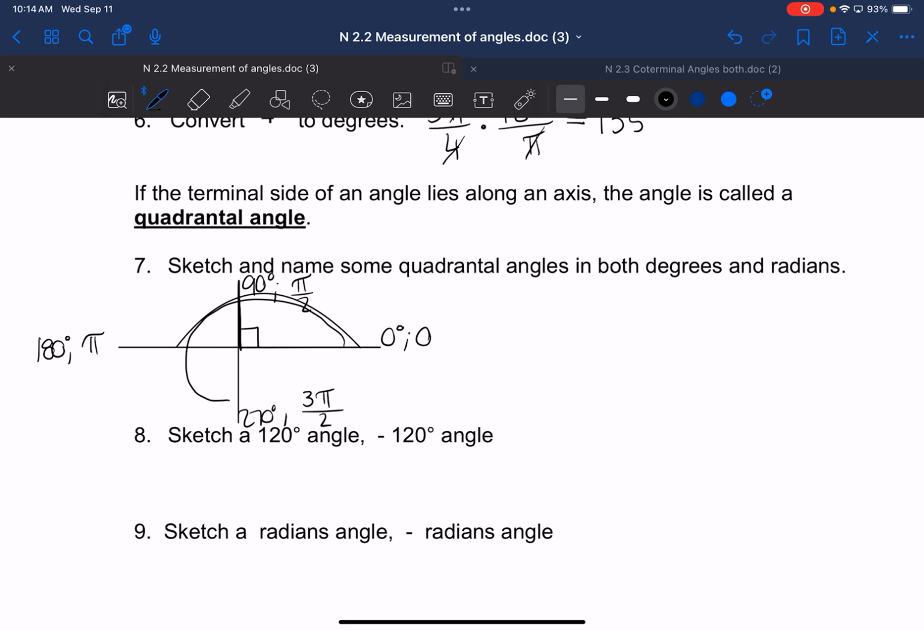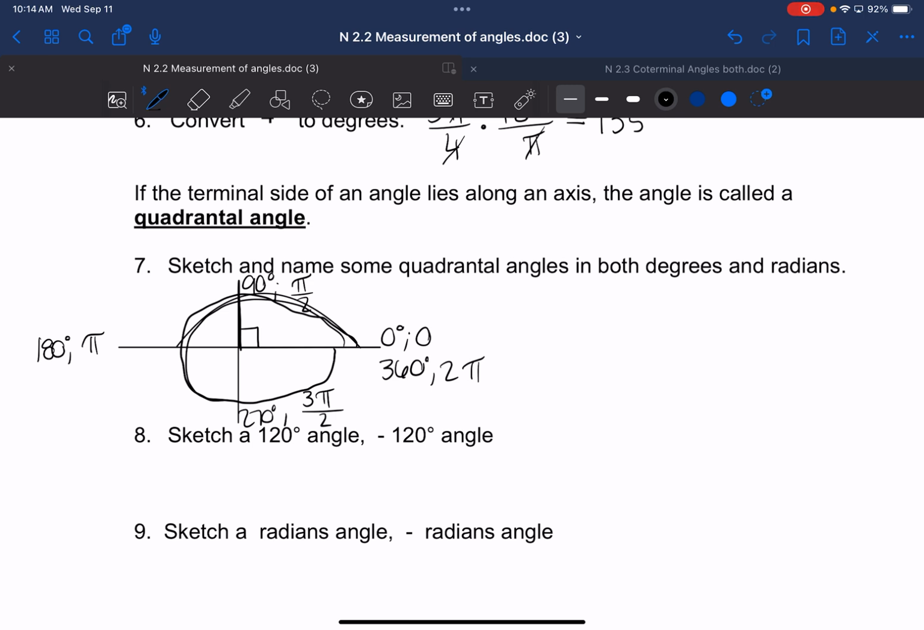All right, and then lastly, I could start here, go all the way around, and come back to where I started. And that would be how many degrees? 360. Okay, and 360 times pi over 180 would be 2 pi. All right, so any of these would be called quadrantal angles because they're on the x or y axis.